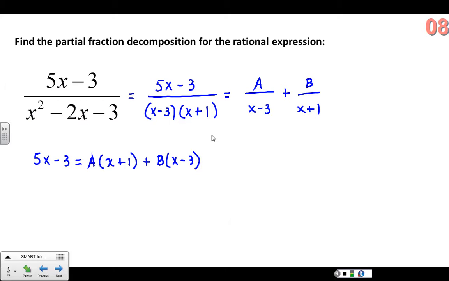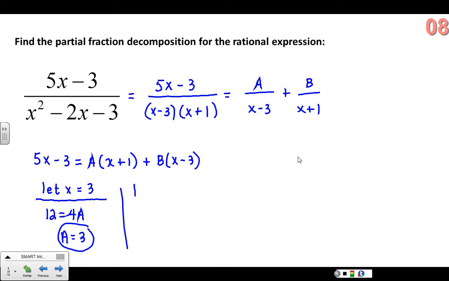So first thing I'm going to do, I'm going to say let x equal 3. Because I'm looking at this problem here, 3 would make that a 0. So let's see if that helps us in this problem. So if I let x be 3, 5 times 3 is 15. 15 minus 3 would be 12 equal to, if x is 3, 3 plus 1 will be 4a. And 3 would give me a 0 here, so all that would go to 0. 12 equals 4a, so a is equal to 3.